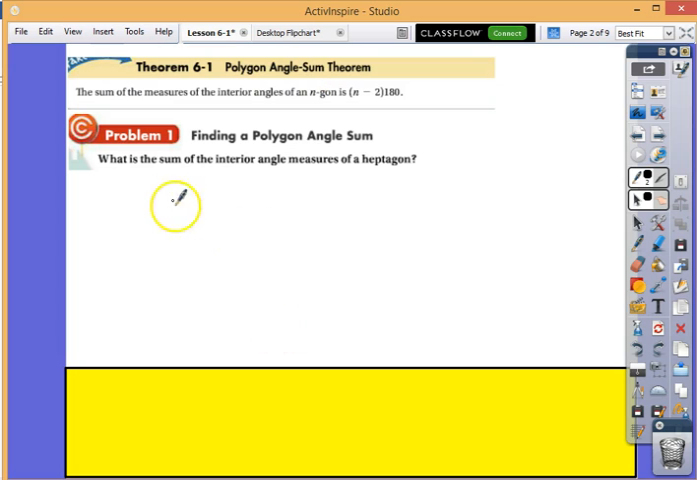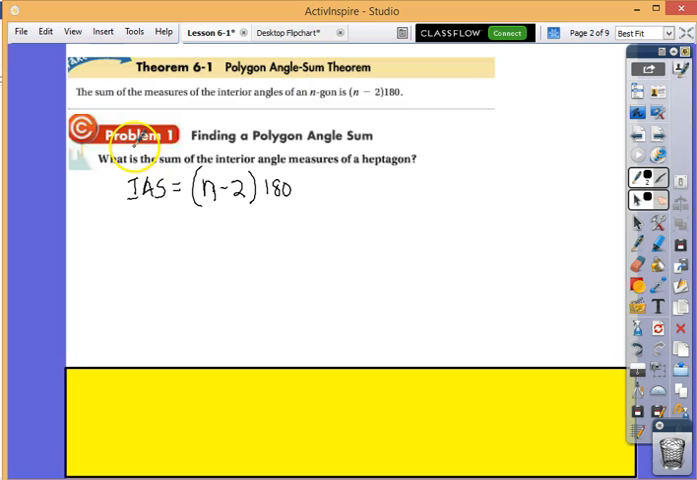What I like to refer to this as is the IAS, interior angle sum. And the IAS is equal to n minus 2. Figure out what that is first, and then multiply it by 180, where n is the number of sides of your figure.